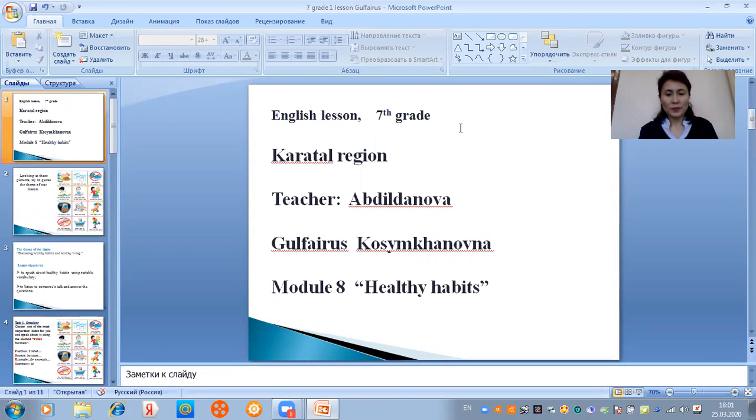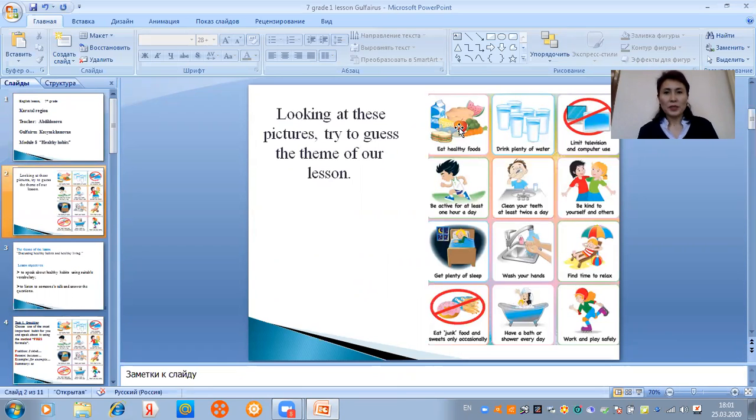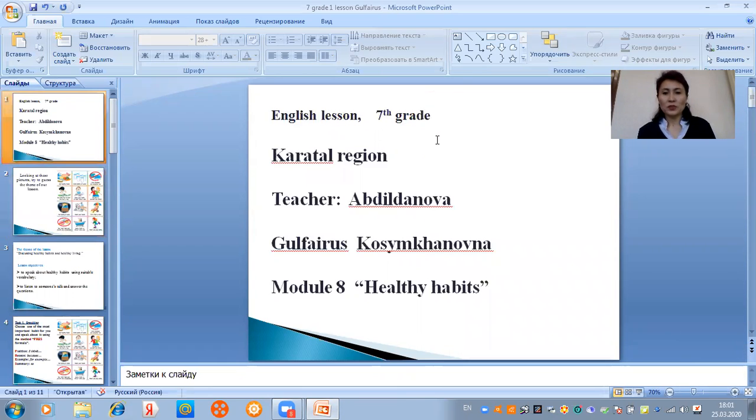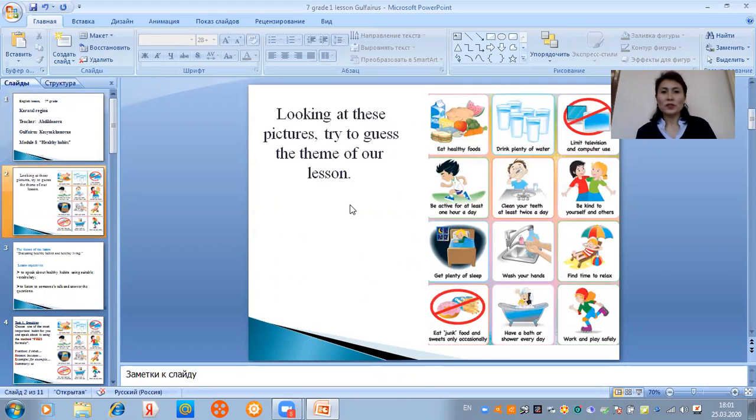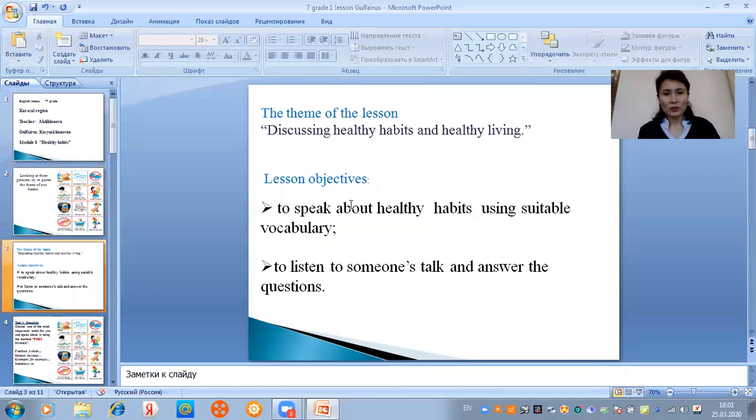Now, I want to present you some pictures. Looking at these pictures, try to guess the theme of our lesson. Yes, you are right. The theme of our today's lesson is discussing healthy habits and healthy living. We are going to speak about healthy habits using vocabulary, and listen to someone's talk and answer the questions.